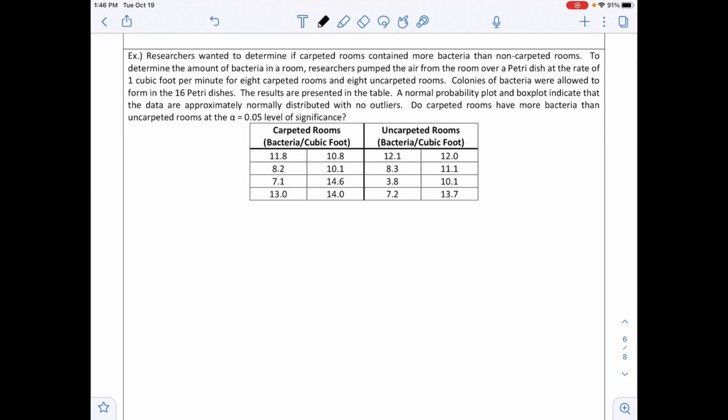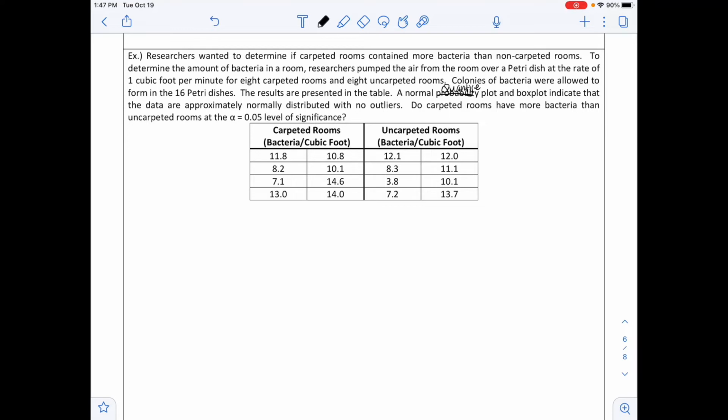The next example says, researchers wanted to determine if carpeted rooms contained more bacteria than non-carpeted rooms. To determine the amount of bacteria in a room, researchers pumped the air from the room over a petri dish at the rate of 1 cubic foot per minute for 8 carpeted rooms and 8 uncarpeted rooms. Colonies of bacteria were allowed to form in the 16 petri dishes. The results are presented in the table, and it should say a normal quantile plot and box plot indicate that the data is approximately normally distributed with no outliers. Do carpeted rooms have more bacteria than uncarpeted rooms at an alpha equals 0.05 level of significance?